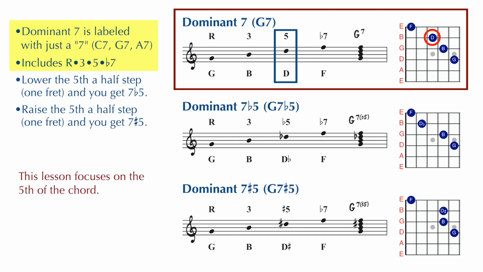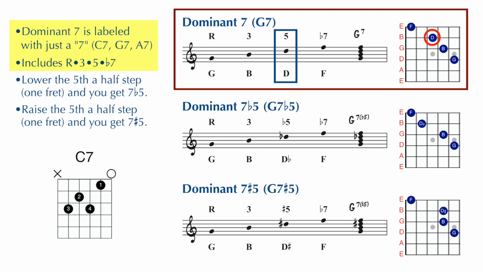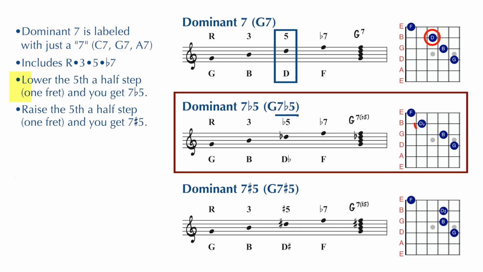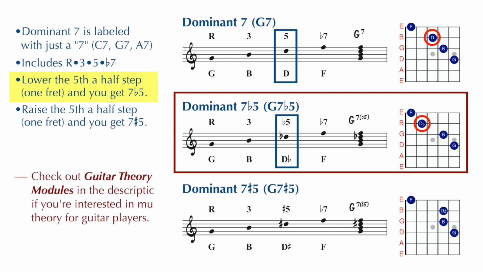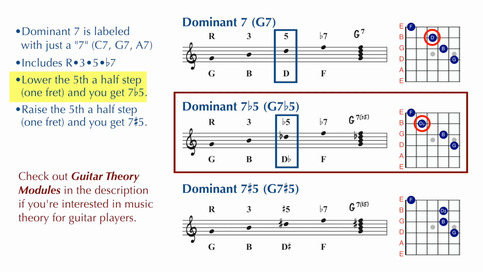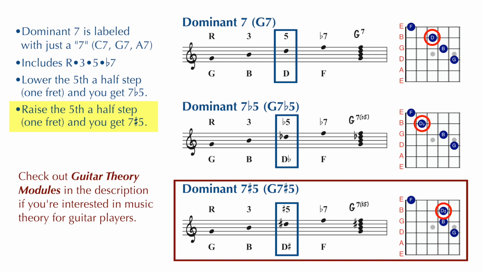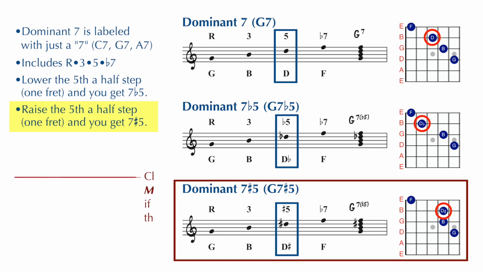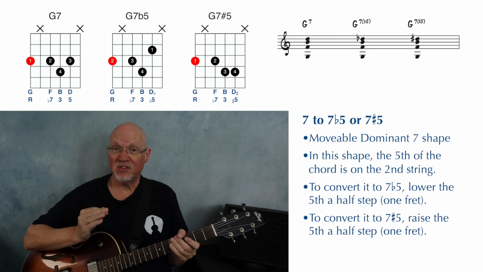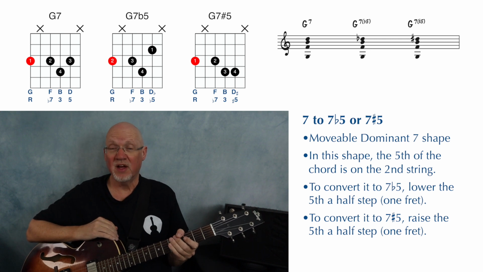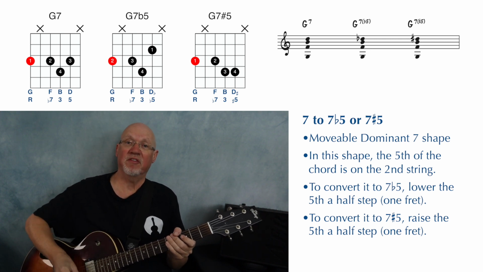If we leave the 5th the way it is, we have a dominant 7 chord. Chords like C7, G7, and A7 are dominant 7 chords. If we lower the 5th a 1/2 step or 1 fret, we have a 7 flat 5 chord. And if we raise the 5th a 1/2 step or 1 fret, we have a 7 sharp 5 chord. This is how you can change a movable 7th chord into a 7 sharp 5 or a 7 flat 5.